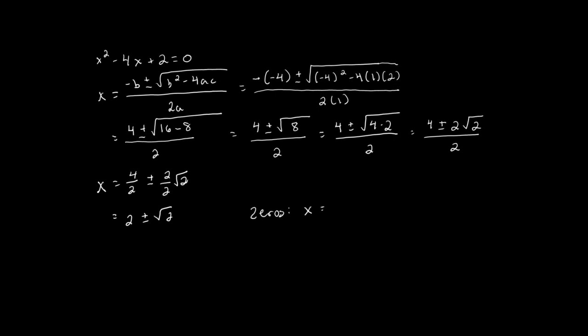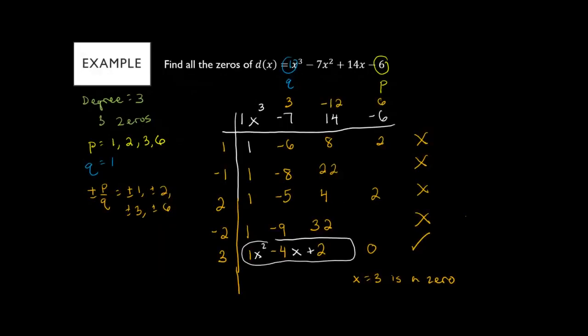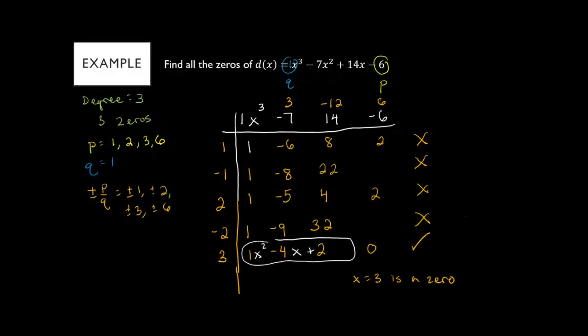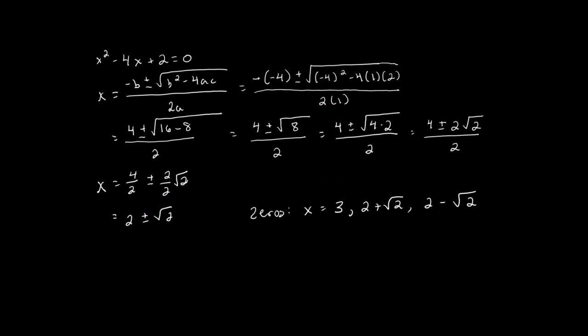So our first zero we found with the rational zero theorem, and that was 3. That was what I tried here with the synthetic division. The quadratic formula just told us the other two zeros are irrational, not rational, because they have square roots in them. One of them is 2 plus the square root of 2, and one of them is 2 minus the square root of 2. So we have 3 zeros, but only one of them is rational. Only one of them was on our list of possibilities. But using that list of possibilities allowed us to find one and then get it down to a spot where we could use the quadratic formula.